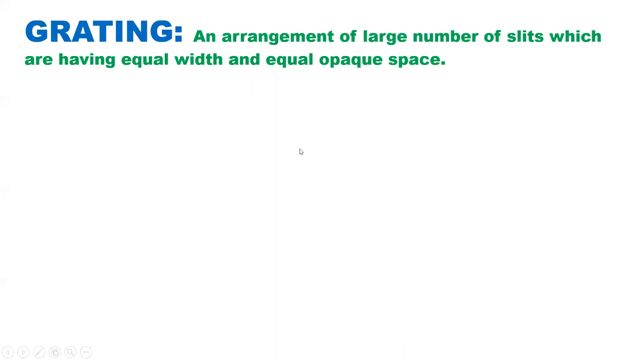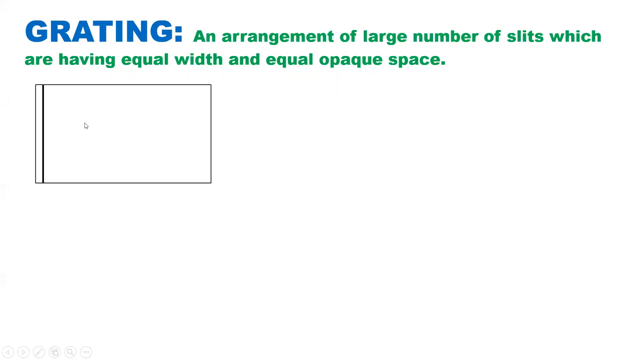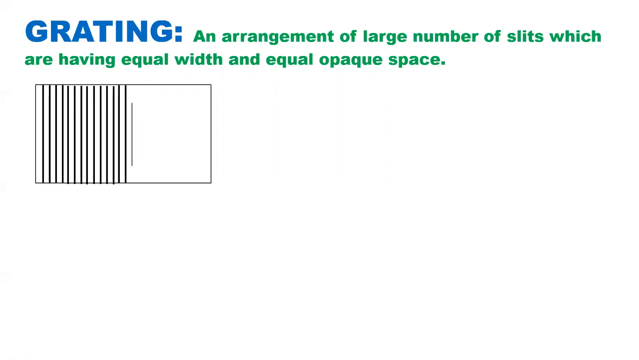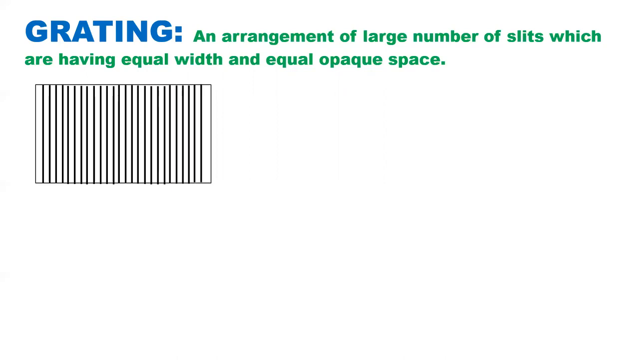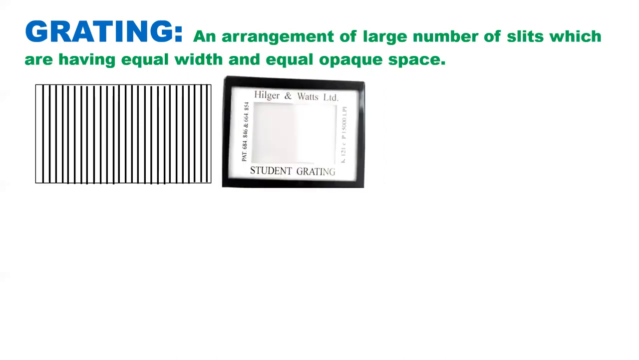How do we design a grating? Generally, we take a glass plate on which we draw lines using a fine diamond point. The drawn line is opaque to the light. The gap between lines acts as a slit. So this is the slit and this is the opaque space. In this way, we draw a number of lines on the grating. If you observe our laboratory grating here, it says 15,000 LPI, which means 15,000 lines per inch are drawn on this grating.